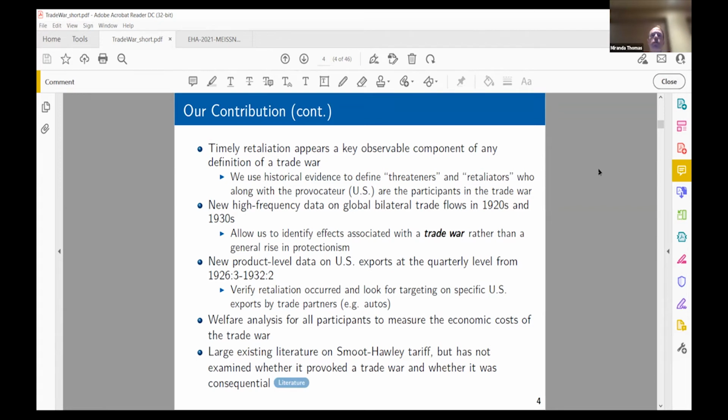The second data set we use is new product level data on U.S. exports. And this is a data set spanning 1926 to 1932. And so it's product group level data. And this is very useful because it's going to get at this idea of targeted retaliation.